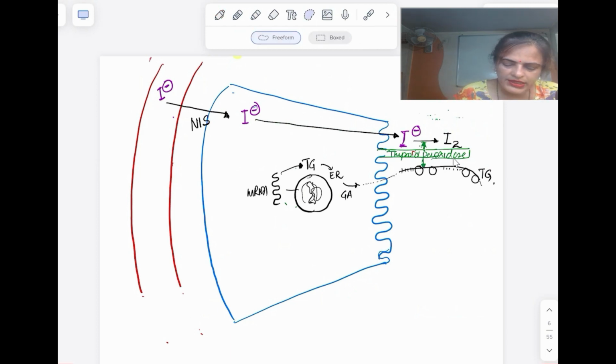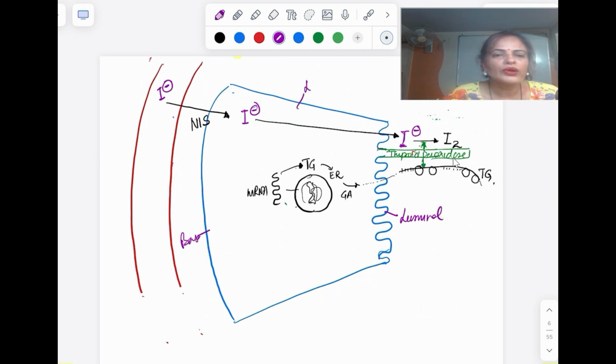On this side, it is a blood vessel, and this is the cell. This is the luminal side, this is the basal side, and this is the lateral side. I've already told you, this cell is going to get the raw material from the circulation. So the first raw material required for the synthesis is iodine.